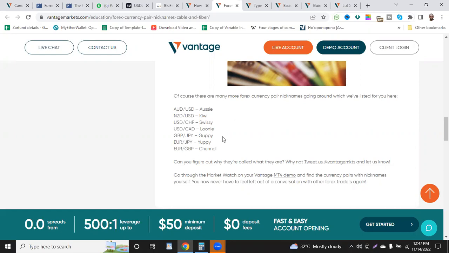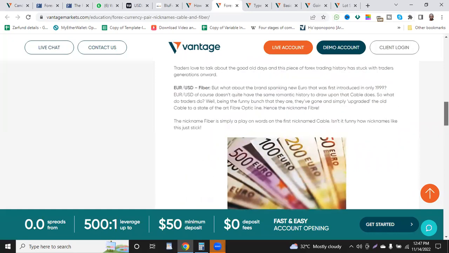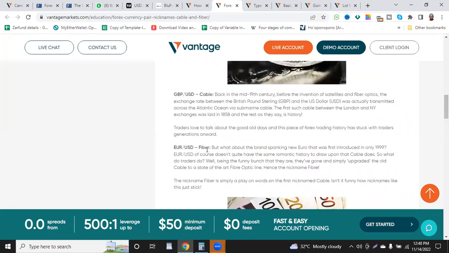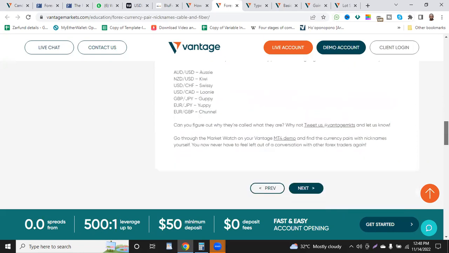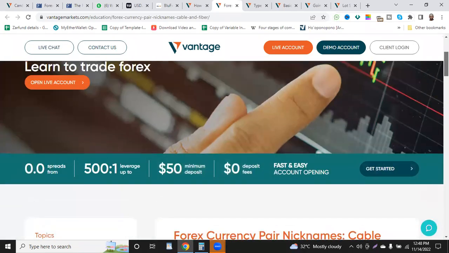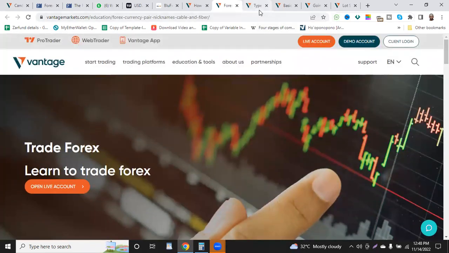GBP JPY is called the Goopy, Euro JPY is called the Ninja, and Euro GBP is called the Chunnel. Euro USD is called the fiber, and GBP USD is called the cable. If you listen to financial news, most of the time you will hear some of these terms: the cable, the fiber, the Loonie, the Aussie. When you hear them, you understand what they are talking about. So that's important, just to know the lingo of the industry you are in.